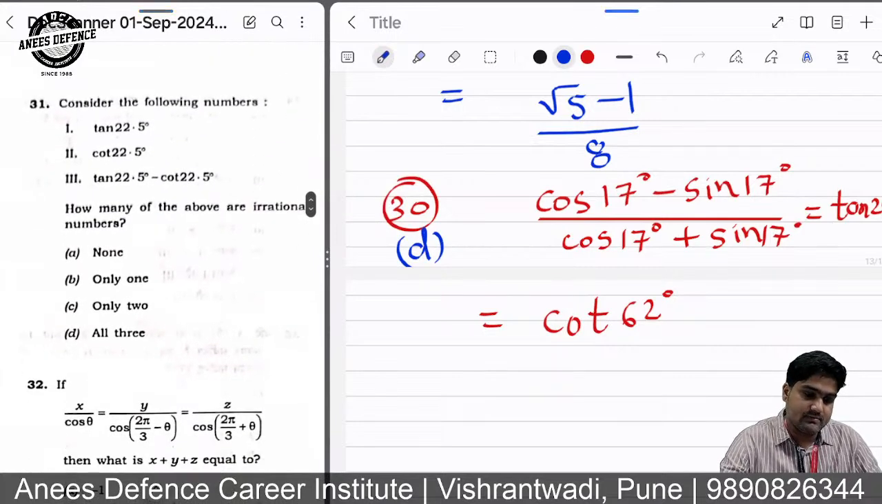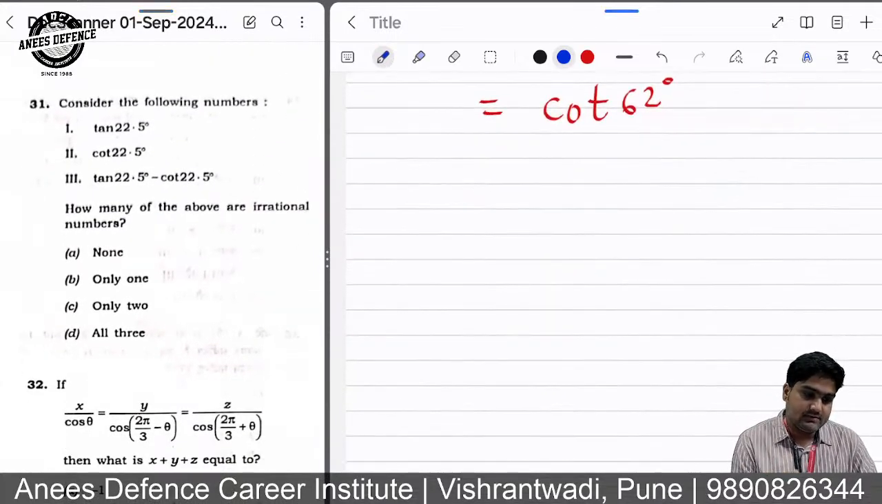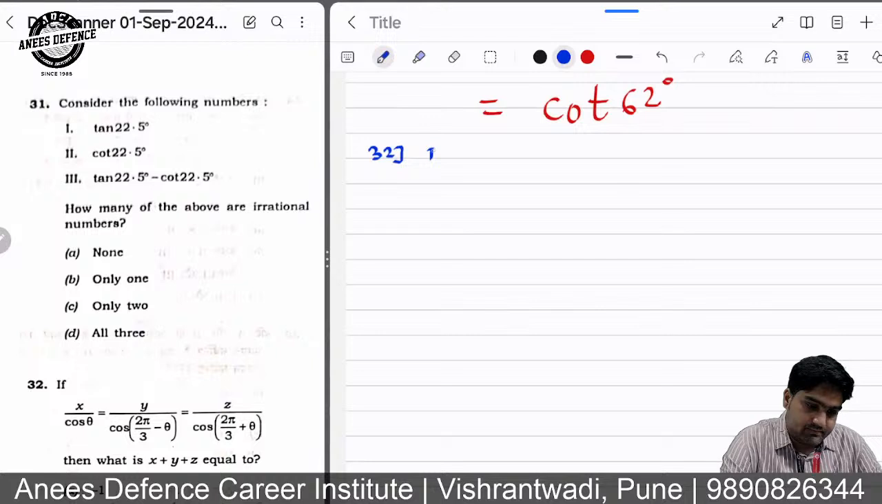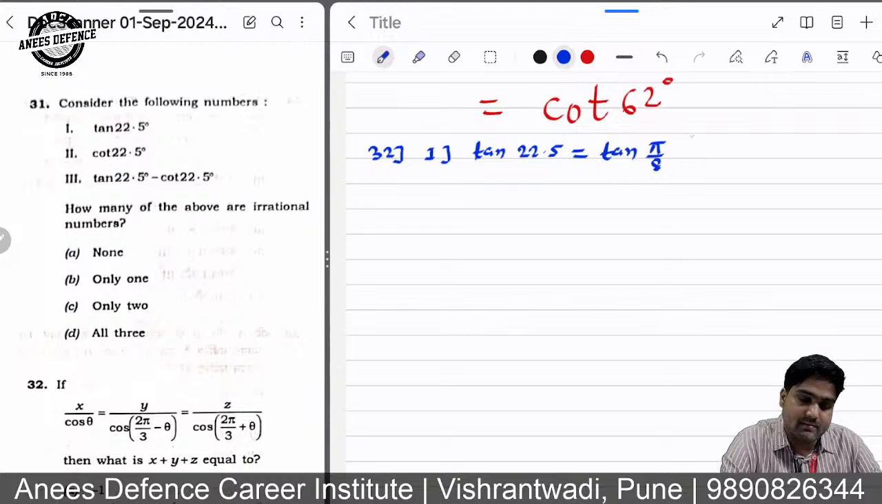Okay, so question number 31. So in these questions three statements are given. So first statement is given as tan 22.5. So it is equal to tan pi by 8. 22.5 is 45 by 2. So we can write pi by 8. So its value is root 2 minus 1.